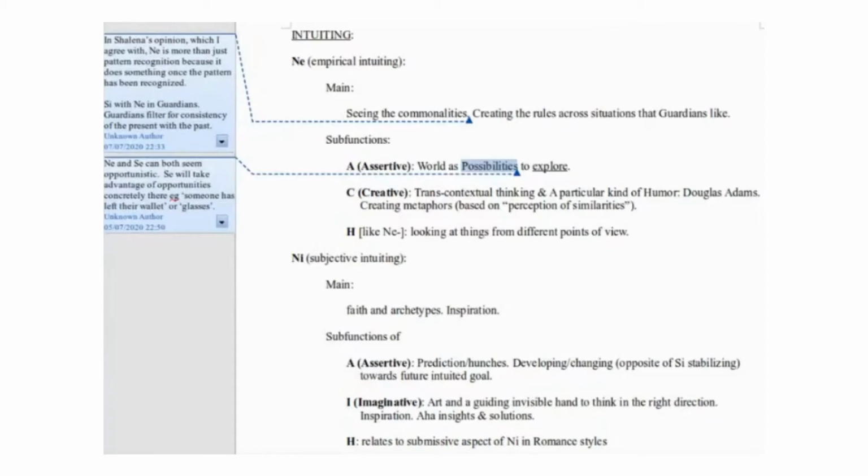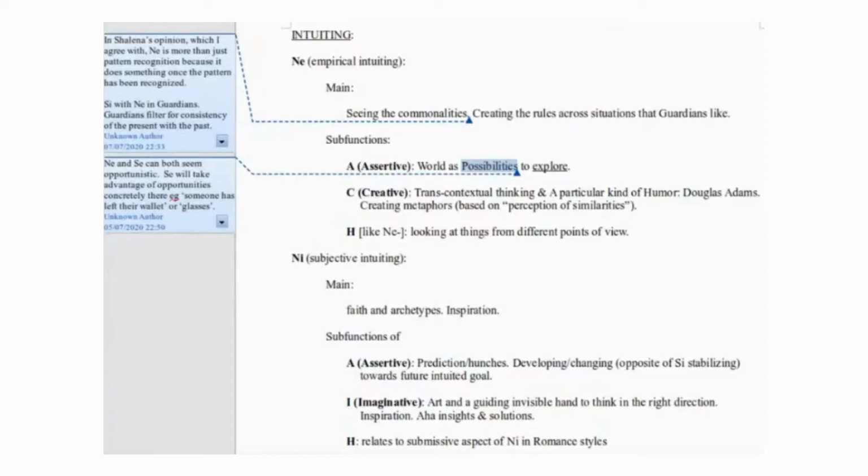Different points of view, yeah, totally. I can see that. Harmonizing, yeah, makes sense. You're bringing the group together by helping people see different points of view. Intuiting, subjective intuiting, subjective and empirical. I like that as well. I always try and think of introversion and extroversion in those terms. I think it saves a lot of confusion.